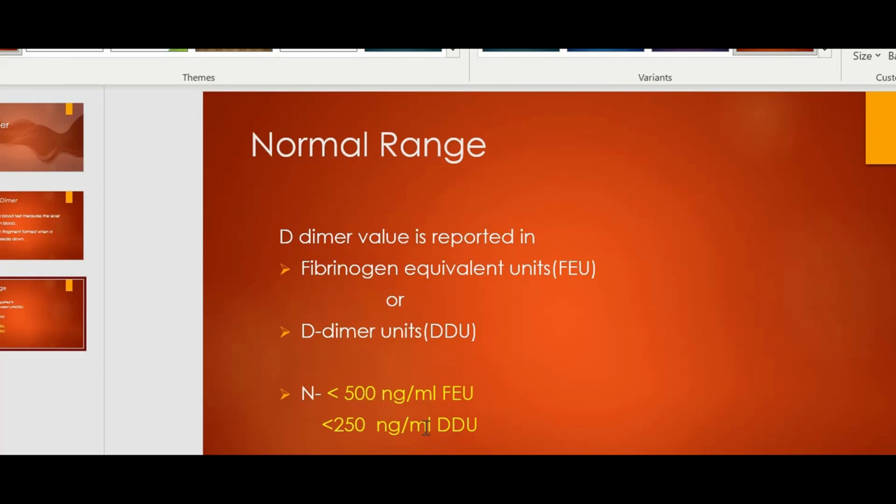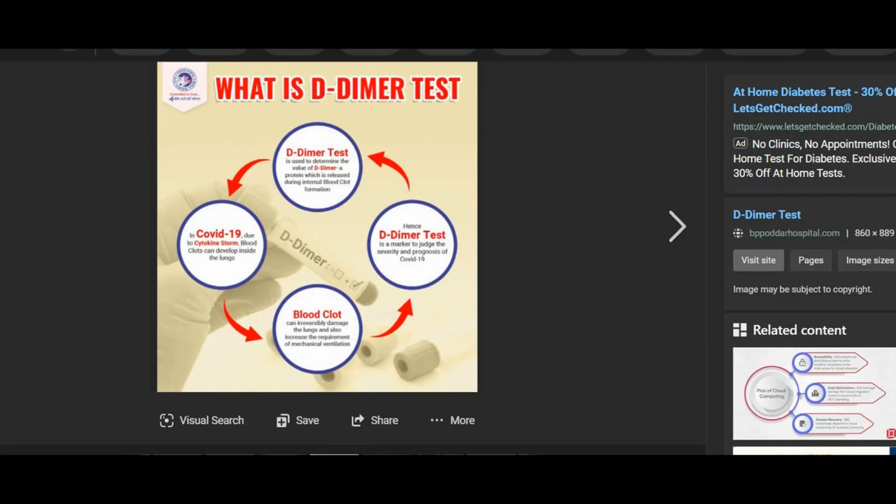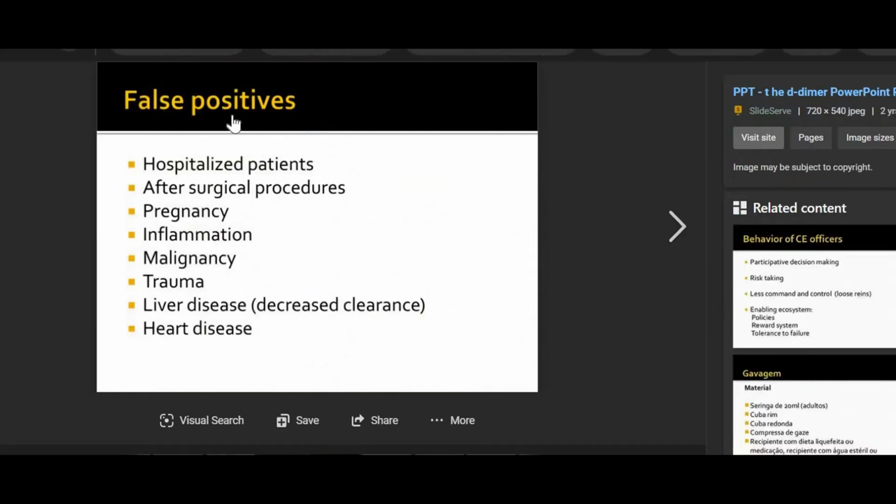And also when you interpret, you should know there are certain conditions that can cause a false positive D-dimer. So a false positive can be associated with any time there is trauma or inflammation in the body. A false positive is seen in hospitalized patients, post-surgery, whenever there is trauma, inflammation, pregnancy, malignancy or cancer, liver disease or MI.